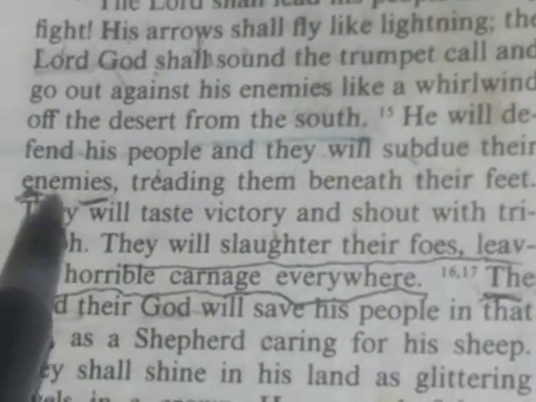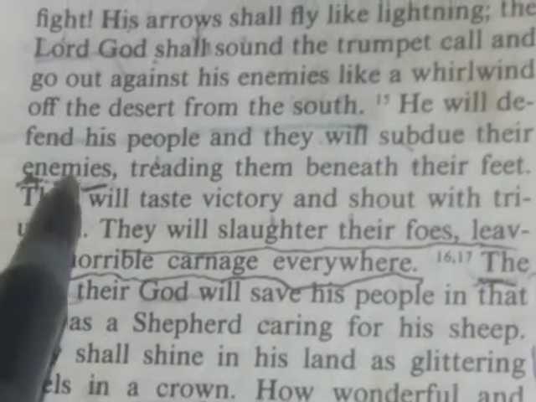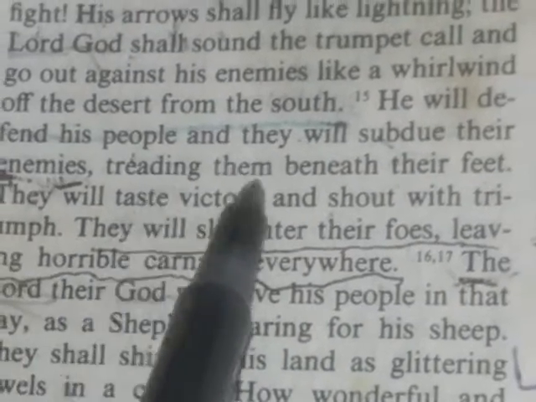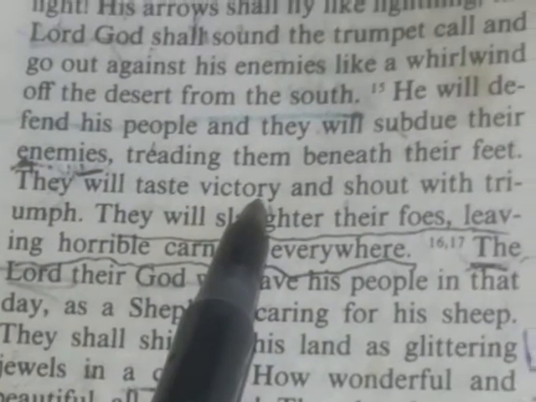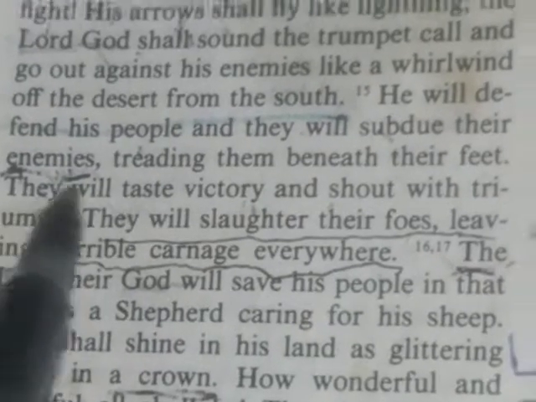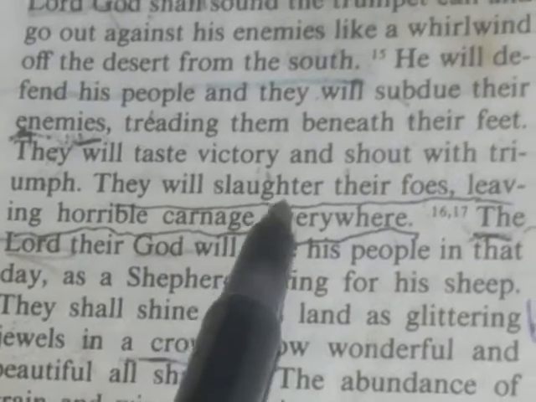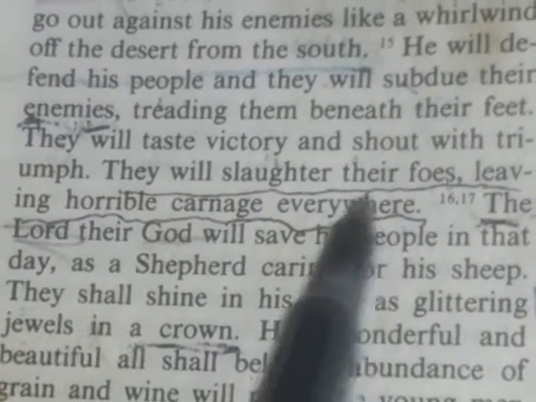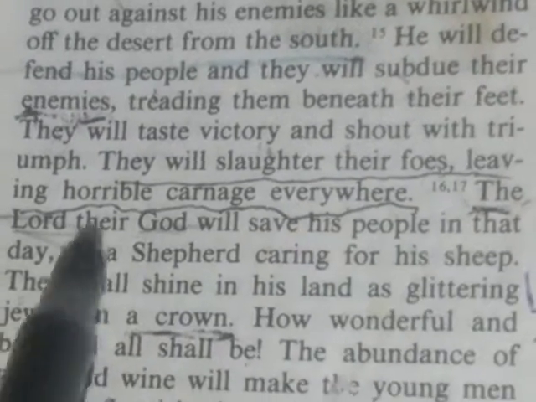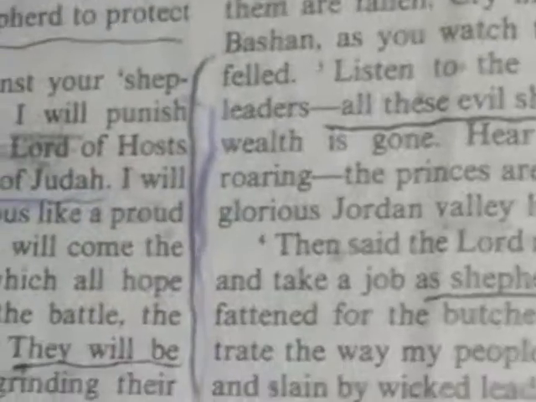Show right there. It's no Messiah comes from heaven, subdue your enemy. You with the Messiah will subdue your enemies, treading them beneath their feet on earth, and they will taste victory. See, and they, talking about us, will taste victory and shout with triumph. And they will slaughter their foes, leave a horrible carnage everywhere. See, their bodies everywhere. And Yah Barah will save his people in that day. You see that, brothers and sisters, when we save? No ifs, ands, and buts. That's the day we save, brothers and sisters.